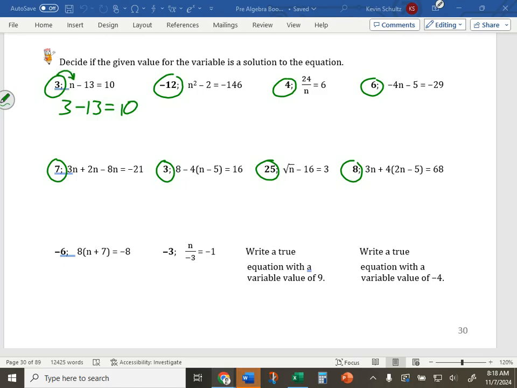This becomes 3 minus 13 equals 10. Does 3 minus 13 equal 10? Does not. What does 3 minus 13 equal? Negative 10. Is negative 10 the same as positive 10? No. Okay? So then here your answer, you can write no. So I need to see how you get there. I need to see the work.